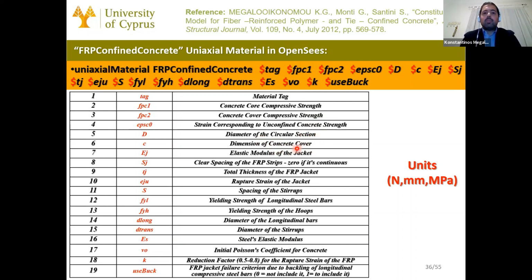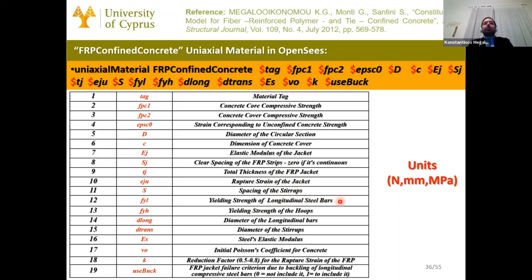Diameter of the circular section, dimension of concrete cover. You can consider here also partial FRP jacketing, so FRP strips with a spacing that are applied to the column, and the model has been correlated also with experimental results, and has been found to model this case well too. Total thickness of FRP, rupture strain of the jacket, yielding strength of the longitudinal steel bars.